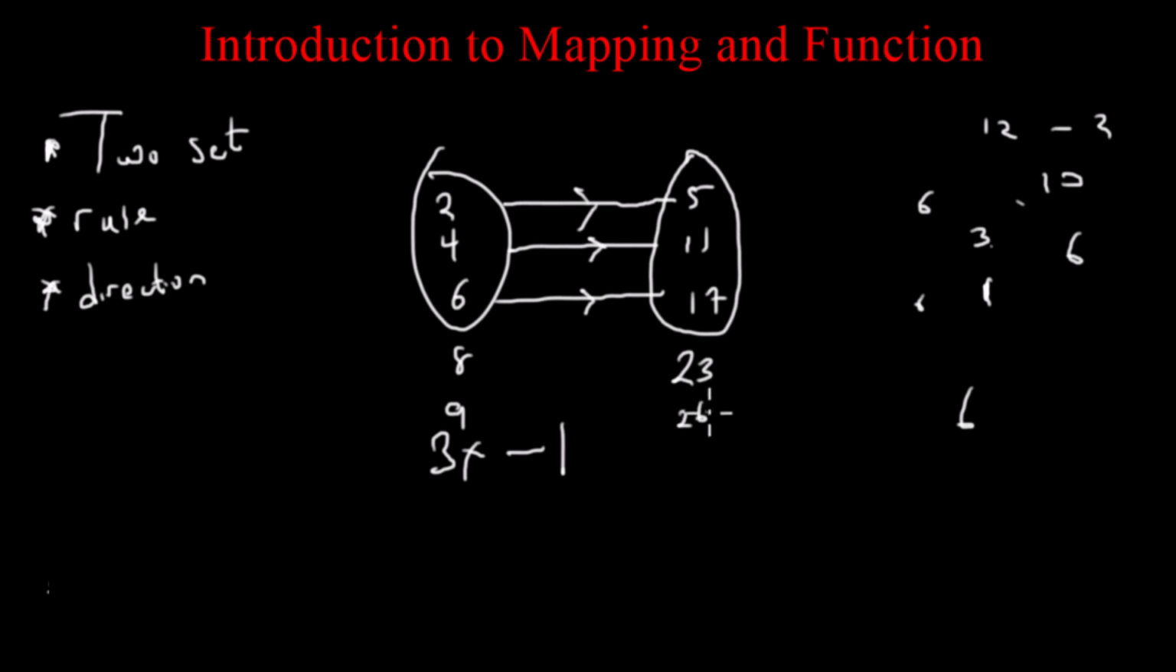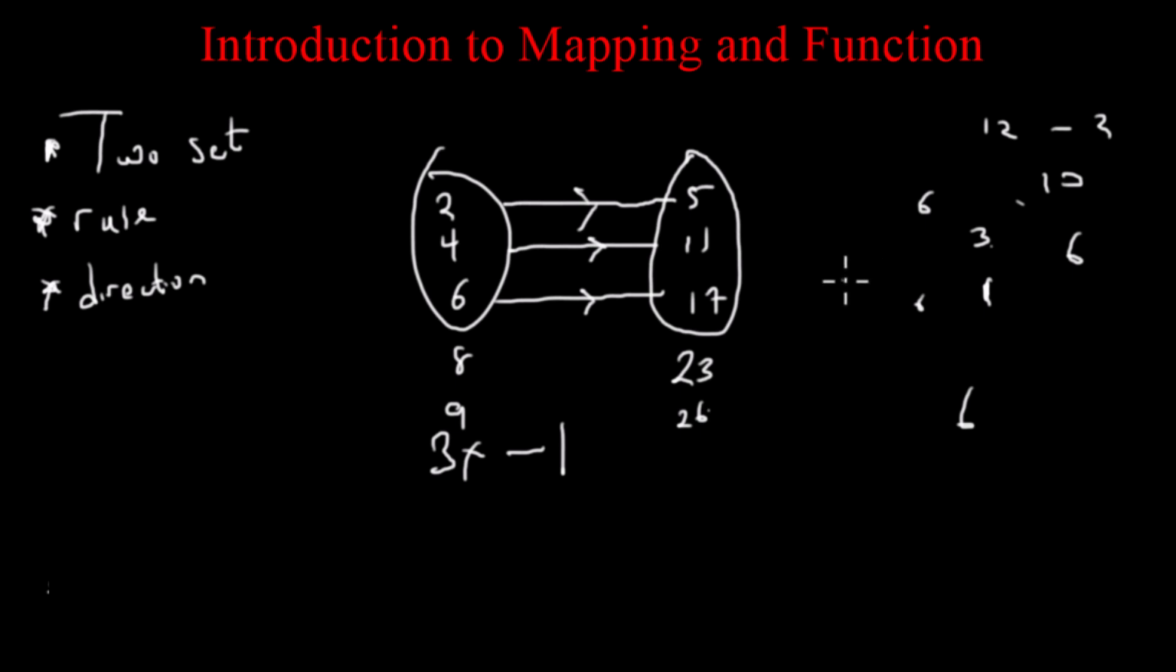Oh, sorry, 26 here. Okay, so that's what we are having at this junction. I hope this makes perfect sense. All right, so that's how we can determine rules for mapping.